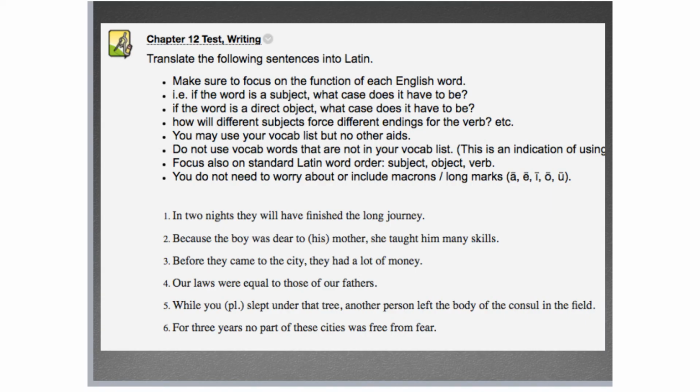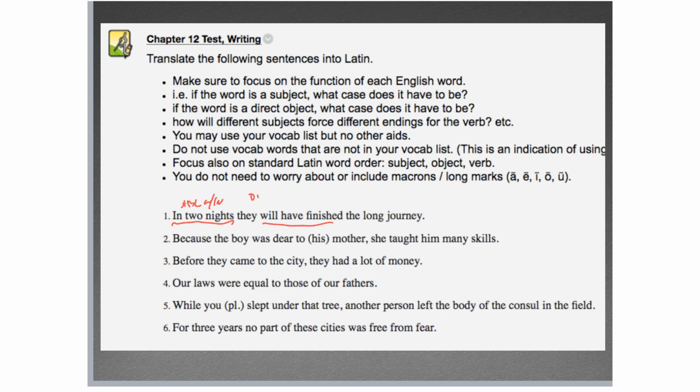Here's the writing. So sentences into Latin. All right, in 2 nights they will have finished the long journey. All right, so this is a time expression. This is ablative within which. All right, so no preposition. All right, will have finished. That's my future perfect. And then we just got subject and direct object.